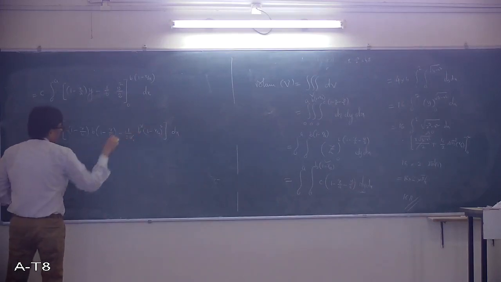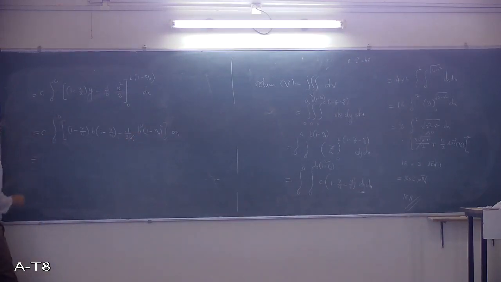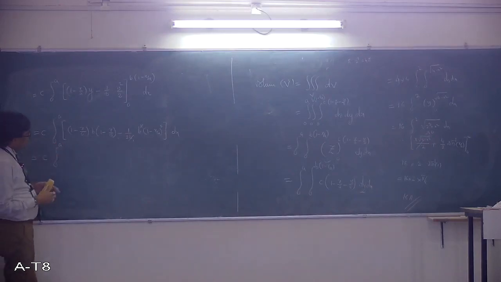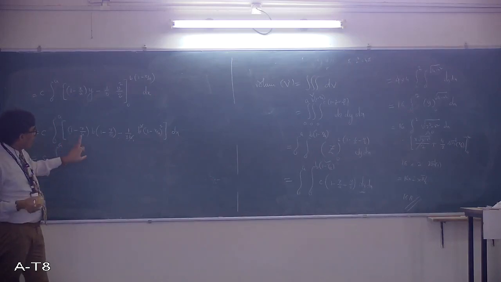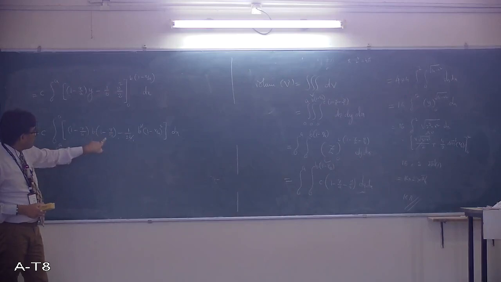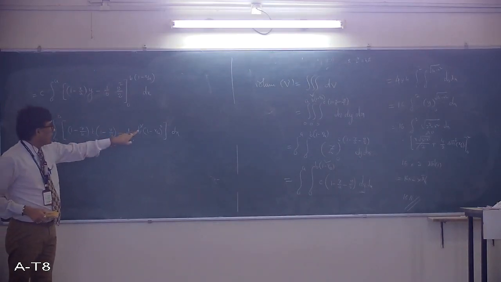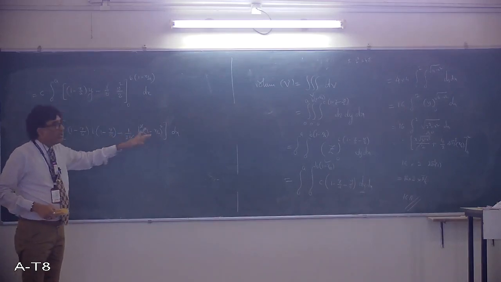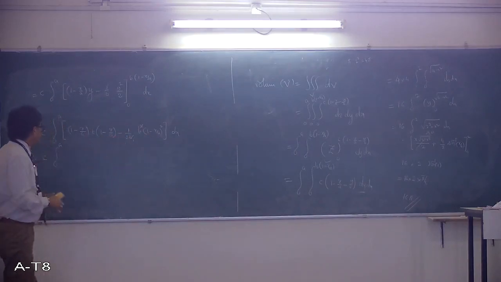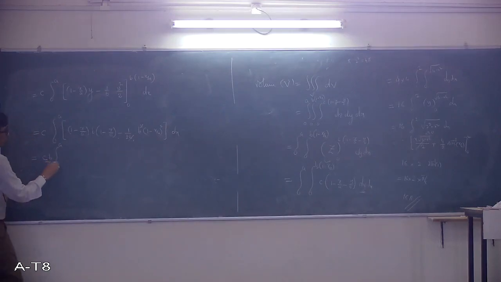1b cancels along with this term. 0 to a. Simplification you can do according to your convenience. Because of b into 1 minus x by a, the same thing is repeated, it means a square. Here it is b into this term whole square, here it is b by 2 into that term, just like b minus b by 2, which is b by 2, times 1 minus x by a whole square into dx. This is equal to bc divided by 2.